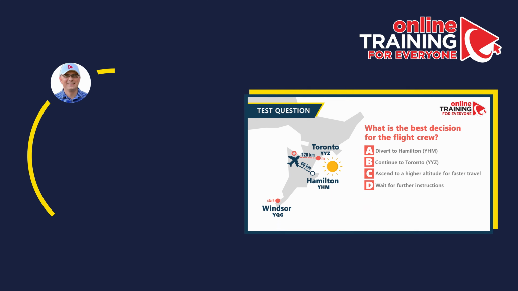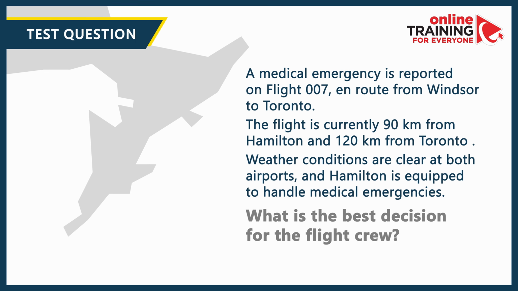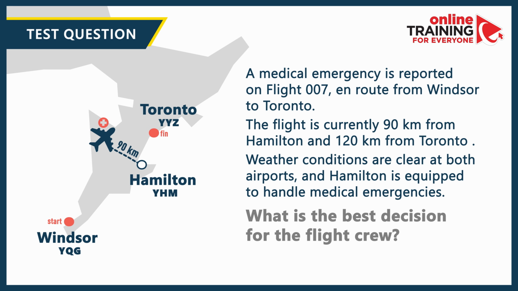In this question, you're presented with a scenario, and you need to help the flight crew make a decision. A medical emergency was reported on flight 007 on the route from Windsor to Toronto. The flight is currently 90 kilometers from Hamilton and 120 kilometers from Toronto. Weather conditions are clear at both airports, and Hamilton is equipped to handle a medical emergency. What is the best decision for the flight crew?